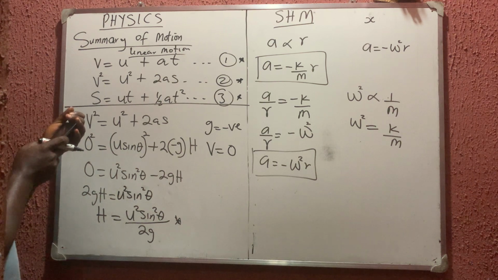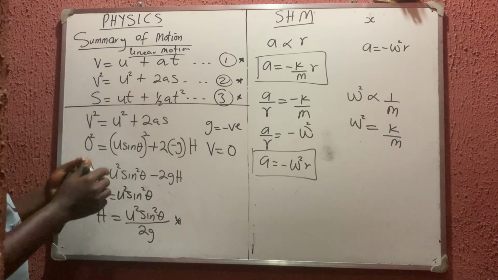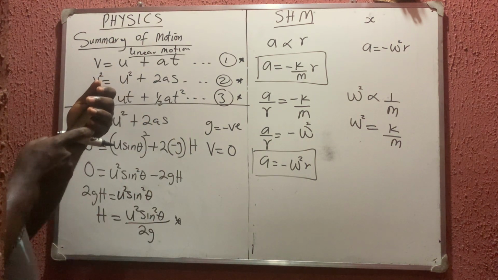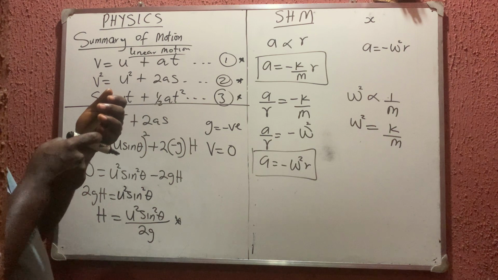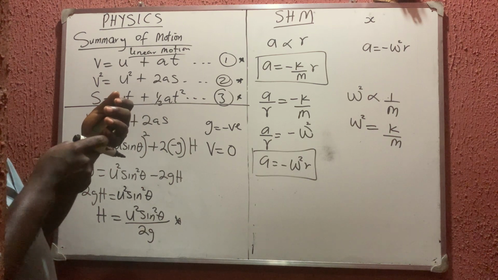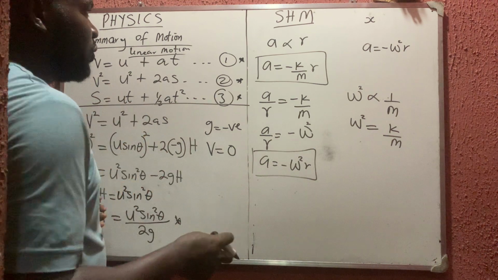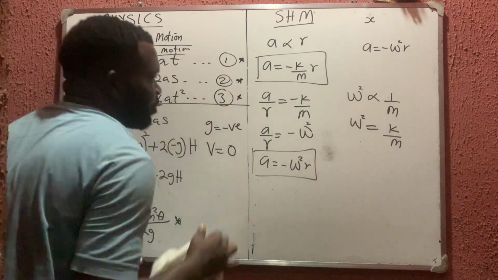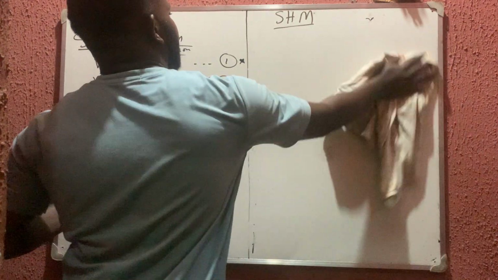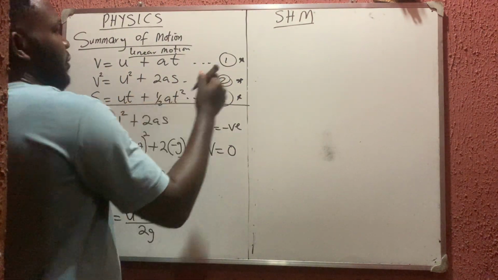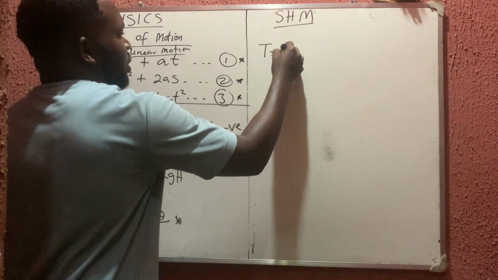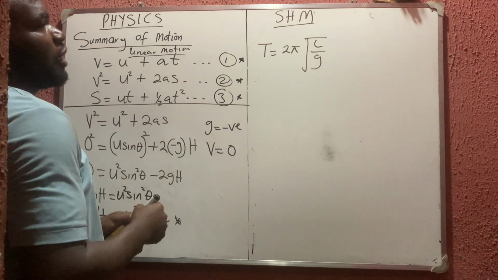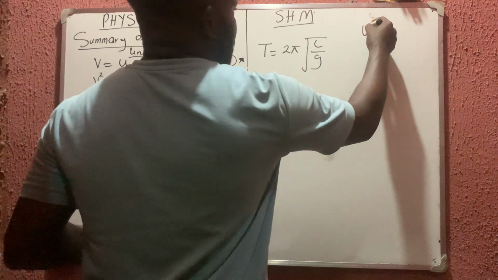So this is another important formula you need to know. Then for simple pendulum, you know that simple pendulum is a special type of simple harmonic motion, and everybody knows that the formula for simple pendulum T is equal to what? 2 pi the square root of L over G. And don't forget that your omega is equal to what?